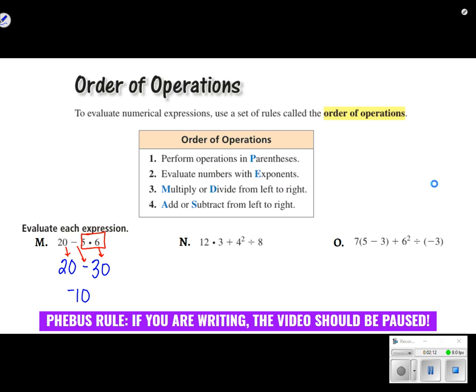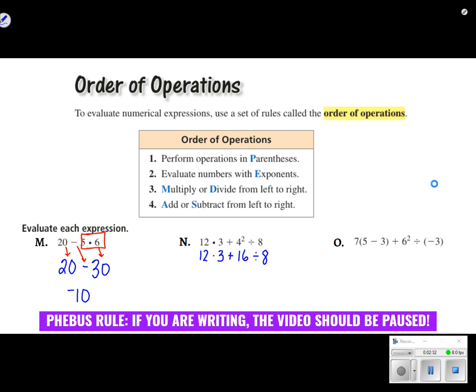All right, let's look. Do we have any parentheses? I don't see any. Do we have any exponents? We do. We have a 4 squared. So I'm going to rewrite the problem. I'm going to replace 4 squared with 16. It's 4 times 4, not 4 times 2 or anything like that. And then I'm going to write the rest of the problem around it.